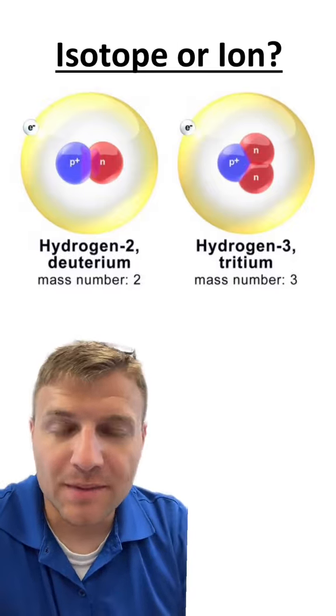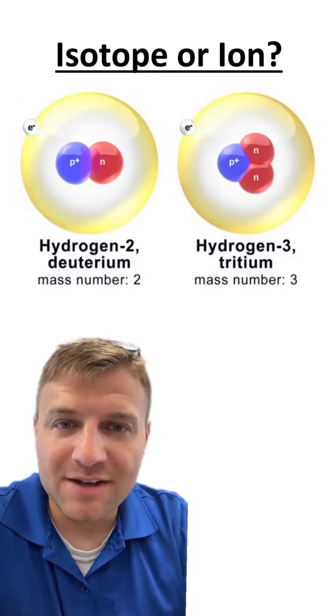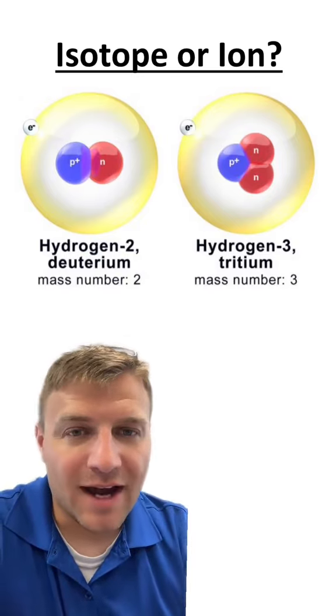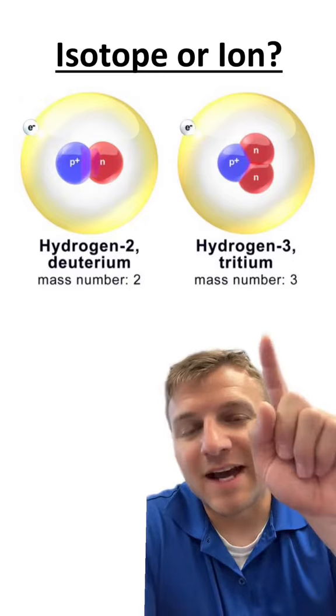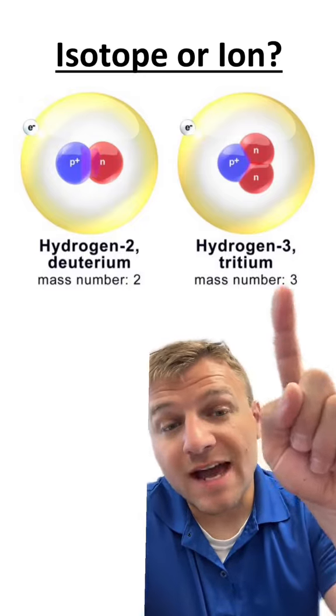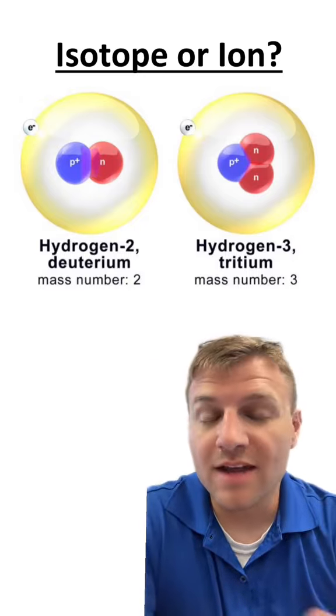Let's take a look at this one. Is this an example of an ion or isotope? These atoms are from hydrogen, and they are examples of isotopes. You can see this atom has an extra neutron. You can see the mass number is actually one more than the other atom.